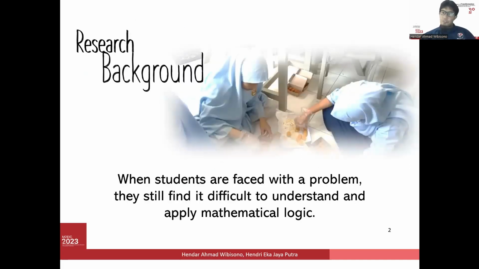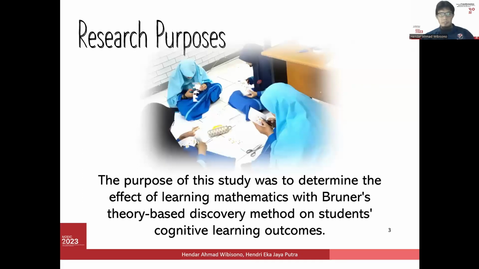And when the students are faced with a problem, they still find it difficult to understand and apply mathematical logic. So the students find it difficult to calculate, to make a concept about mathematics, how to calculate, how to apply logical mathematics in daily life. So this is my research background.